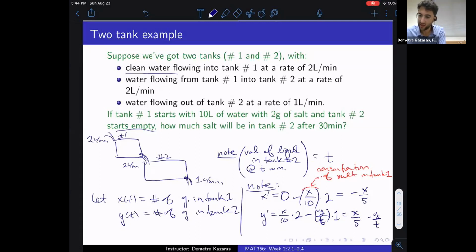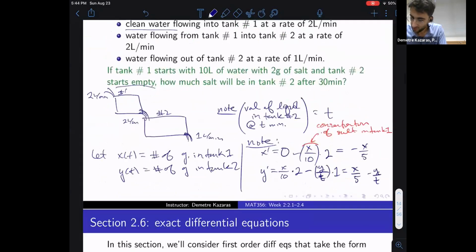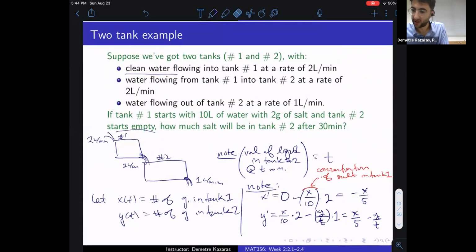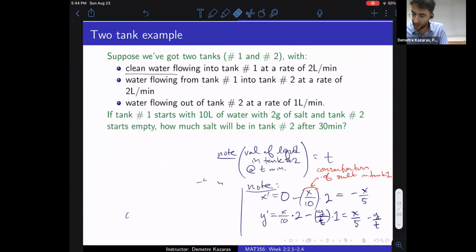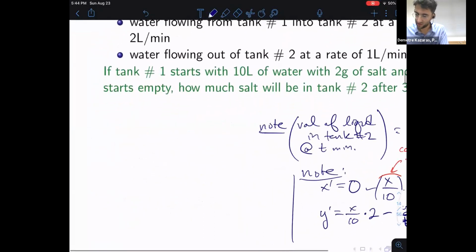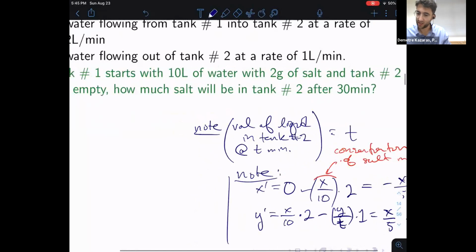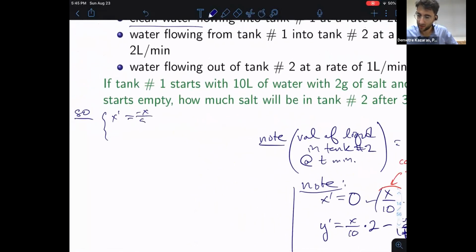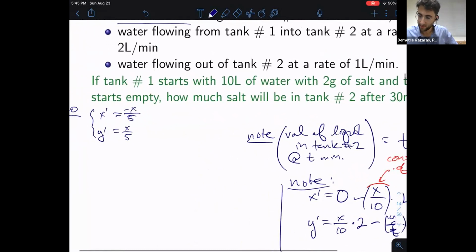Okay, well, let me give myself some room here. So let's erase this a little bit and go over here. Maybe zoom in a little bit. Okay, so let's just summarize what we just did here. x prime is equal to, there's no incoming salt, there's only outgoing salt, it's minus x over 5. And y prime, we just calculated, is x over 5 minus y over t.